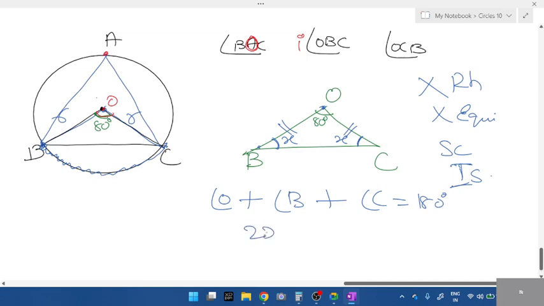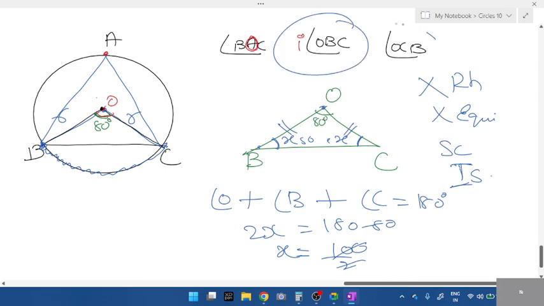x plus x is 2x. 180 goes to the other side. 180 minus 80 is how much? 100. 100 divided by 2? 50. So what's the answer for these 2 angles? 50. So this is how we connect it. See, I taught you all isosceles. But did they directly give isosceles? No, they won't give you all. You should connect it with the circle concept.